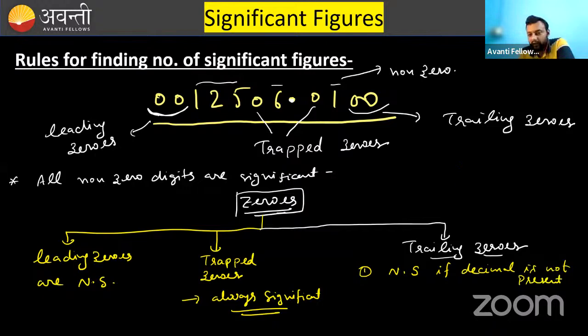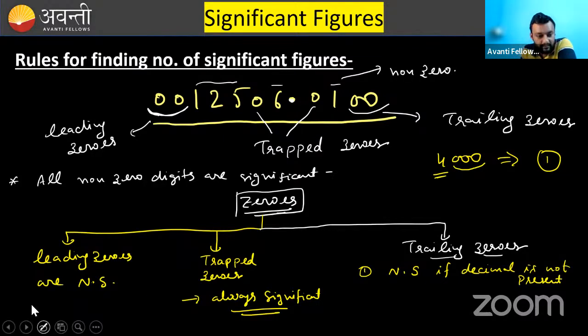Decimal is not present. For example, if the term is mentioned as 4,000, clear? Now these three zeros are trailing zeros, and in this complete term, the decimal sign is not mentioned. If decimal is not mentioned, then all these trailing zeros are not significant. That means the number of significant digits in it is one only. Only one digit is significant, which is 4. This is the significant digit.